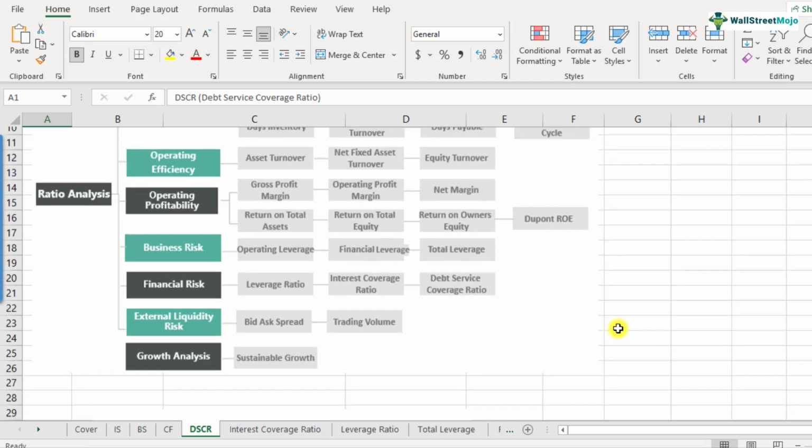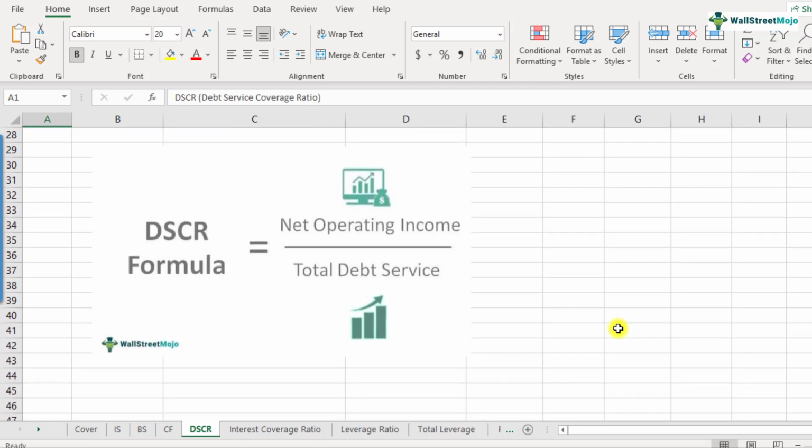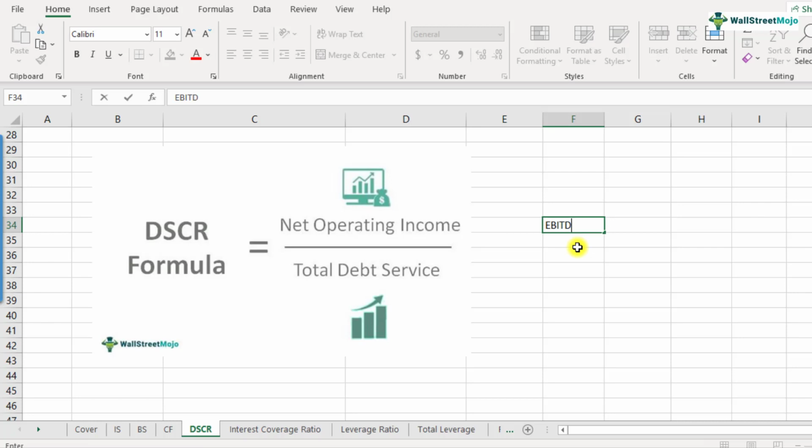So from the point of view of formula, it's very, very similar to what we had in the interest coverage ratio. In the numerator, we have the net operating income. Think of this net operating income as nothing but the earnings before interest, taxes, depreciation and amortization. So EBITDA. Okay, so that's what we are talking about in the numerator.